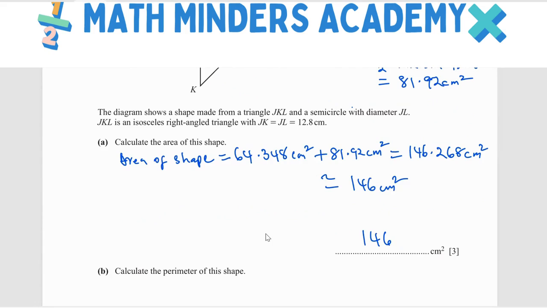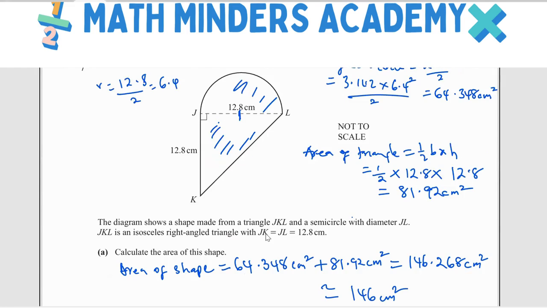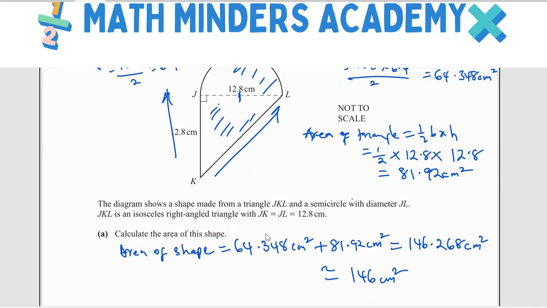The next question says calculate the perimeter of this shape. So when we look at the shape again, the perimeter is the length round about the shape, the distance round about. So we are going to take this height here, this length here, and then we are going to take the curved part. Okay, we take all those distances and add them together.